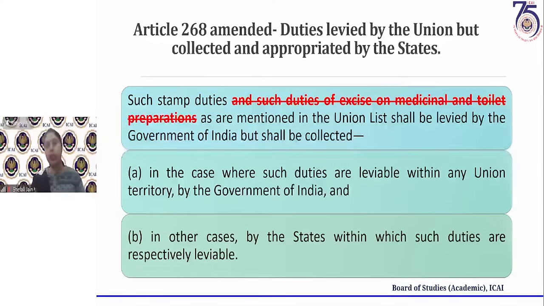Article 246 says that whatever is mentioned in these schedules, as per that only center and state will make the laws. So one list is exclusively for center, one list is exclusively for state, and the third list is for both of them. Both of them can make laws, that is the concurrent list. On the concurrent list, both state and center can make the laws. Article numbers you need not remember, Varuni. You only need to know the provision.